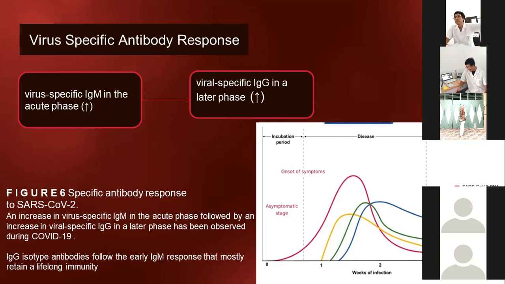The incubation period of COVID is 5 until 10 days. A specific IgM will respond as the earliest antibody response, and it starts to peak at 7 days. So based on the serology test, it will detect the IgM in that time, about less than 10 days, right?